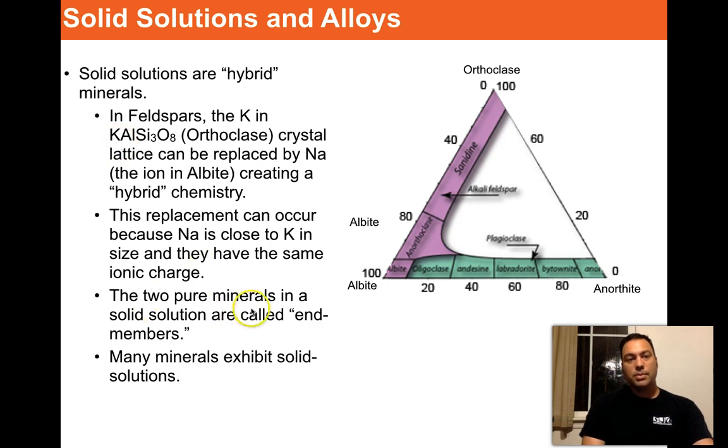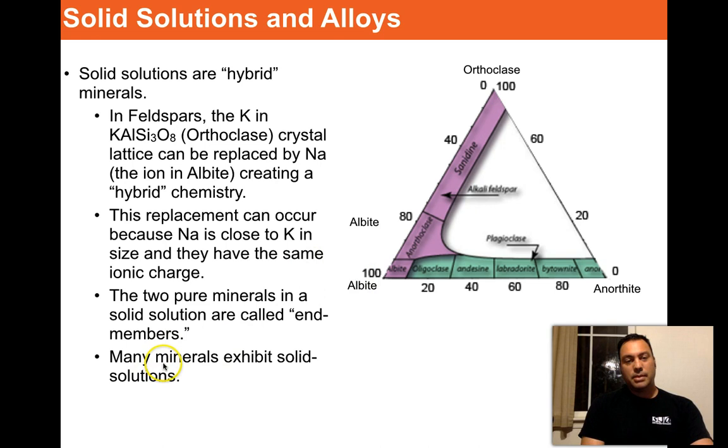And the two pure minerals in a solid solution are called end members. So you could take some albite, you can take some orthoclase, and you can mix them along some percentage. So 50-50, it lands about right there, right? Because that would be 10, 20, 30, 40, 50% would be about right here. And this would form a mineral called sanidine, which is basically a hybrid mineral between orthoclase and albite.